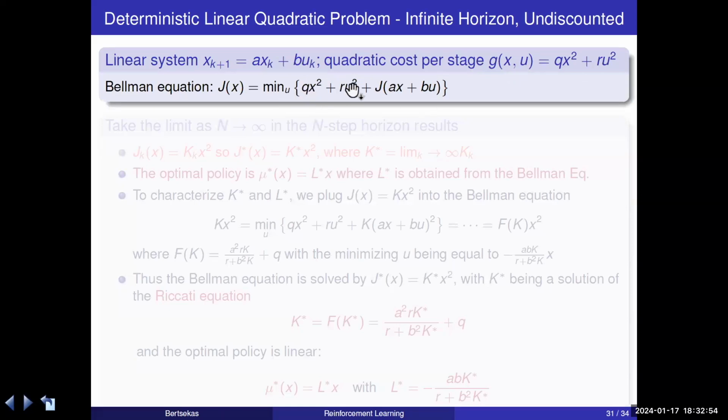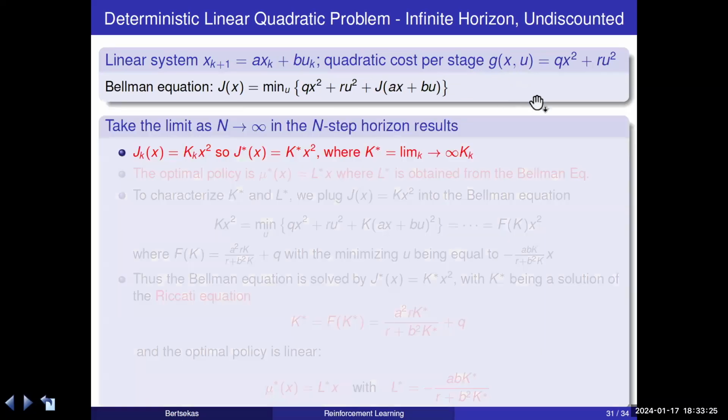And Bellman's equation is given by this expression, right? Minimization over first one stage cost plus cost of the future stages as measured by J. And we have to solve this Bellman equation. Now, J is a function of X, and it's not represented by a finite set of numbers, but it turns out that it is quadratic. And that allows us to solve this equation essentially in closed form.